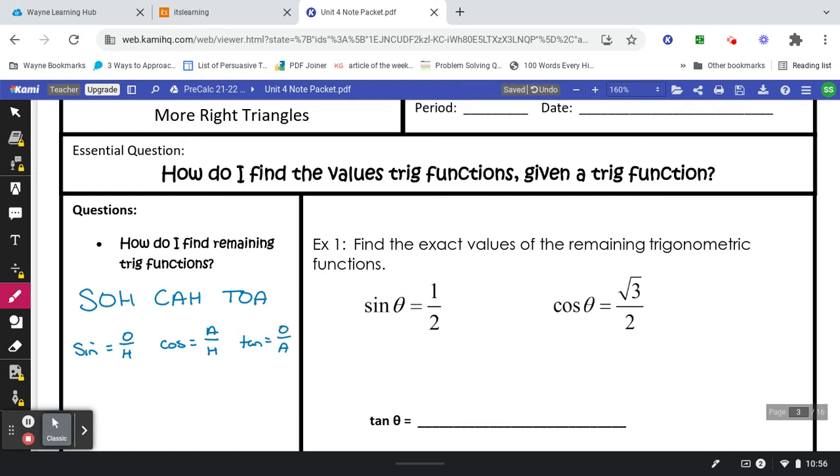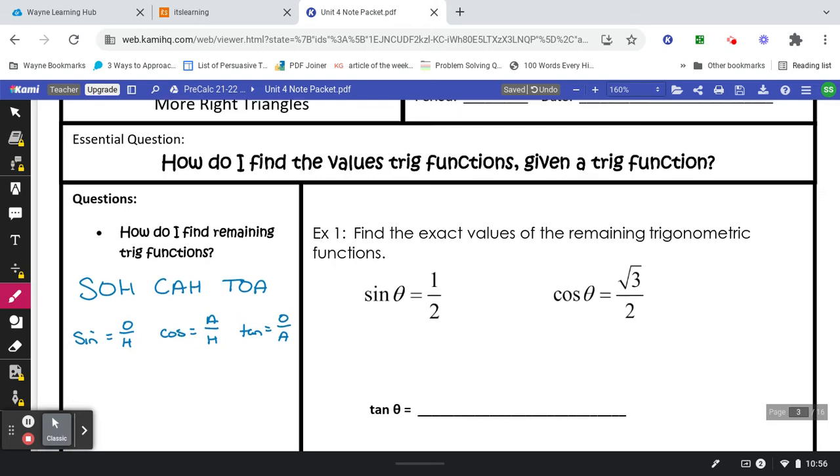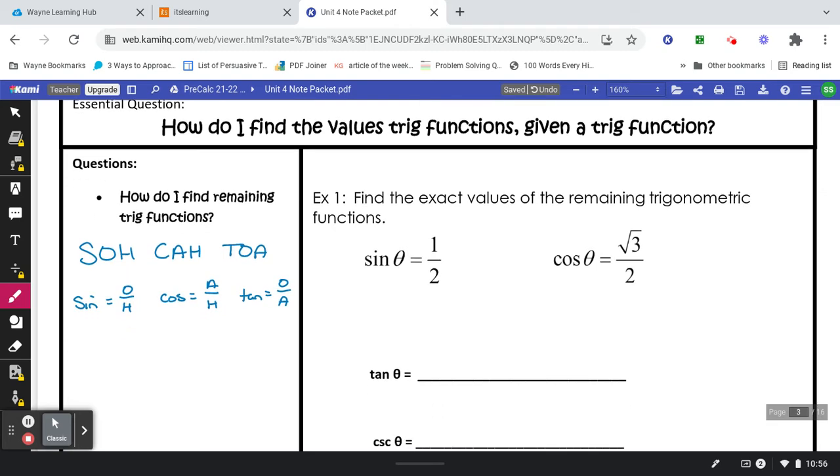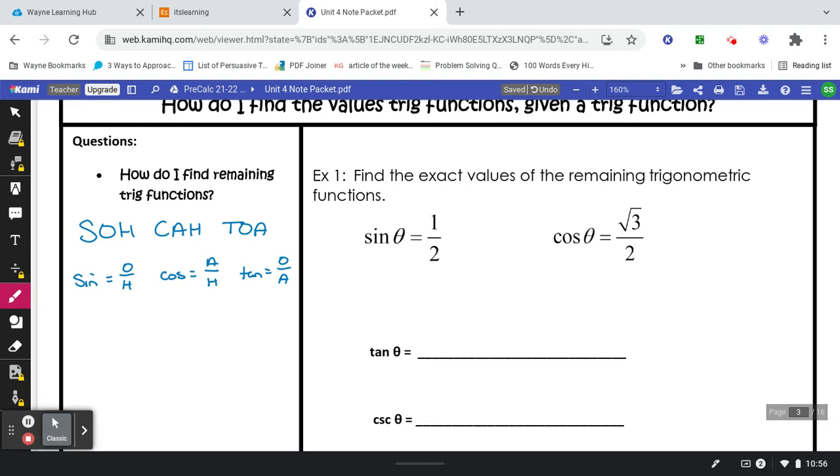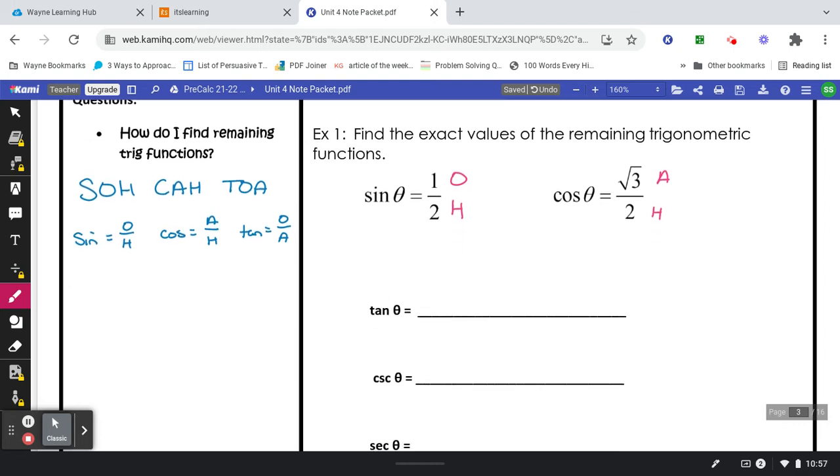So instead of actually having a triangle today, they're actually going to give us two of our answers, and then we're needing to find whatever other answers they want us to get. So sine of theta is 1/2. So I'm going to label O and H right here. Then I know cosine is A over H, so I'm going to label A and H. And if you notice, we have all three of our sides of a triangle. O is 1, H is 2, A is radical 3. So then once I have all three sides, I can go ahead and write the rest of my answers.